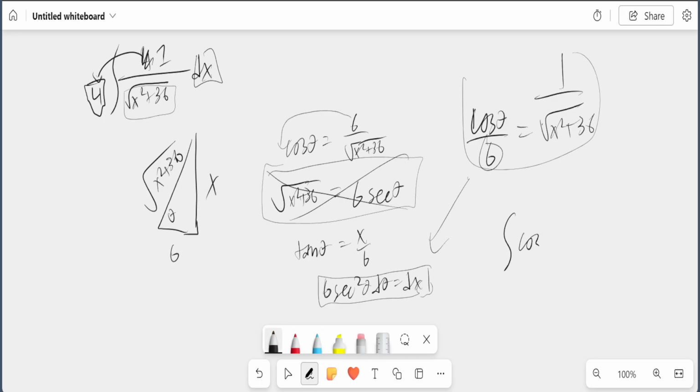So cosine theta d theta. And then you know how to integrate that and then turn it back into terms of x. So then your final answer would be, wait, that is not what the answer got. Hold on. Oh no, it is what they got. Never mind. Wait, it isn't what they got. They got 4 ln of whatever that is.